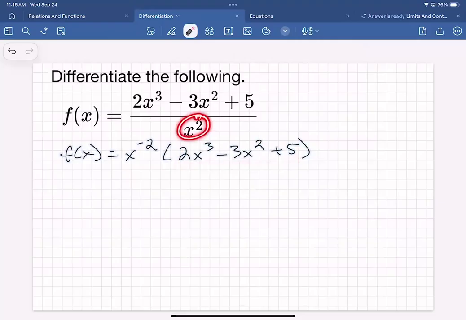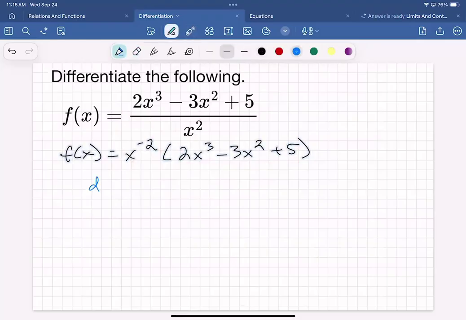Instead of having this in the denominator, I'm bringing it up, but to do that, we need a negative exponent. Okay. What you'll see from here, if you wanted to, you could distribute this, and that would give us what we found before. So we're not going to do the same thing that we did last week. This time, we're going to do the product rule. So let's go look at each of these separately now. What is the derivative of x to the negative 2? And then what is the derivative of this 2x cubed minus 3x squared plus 5?